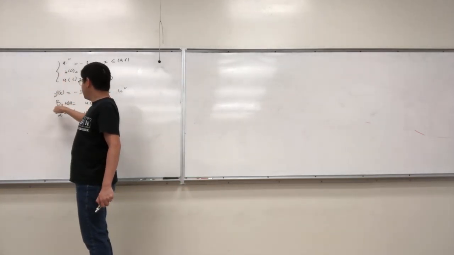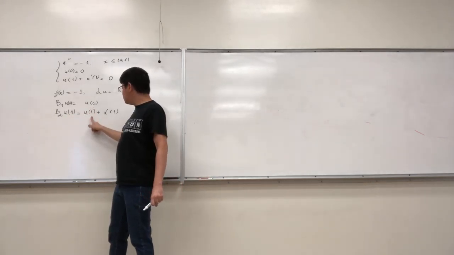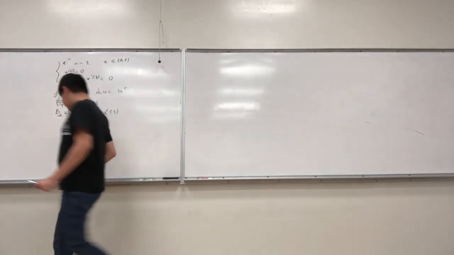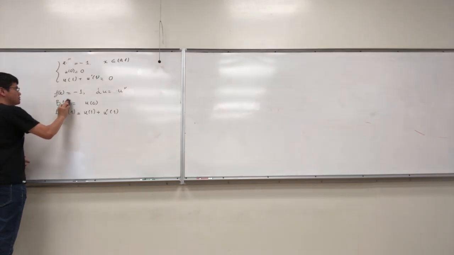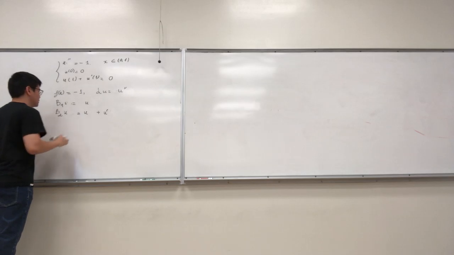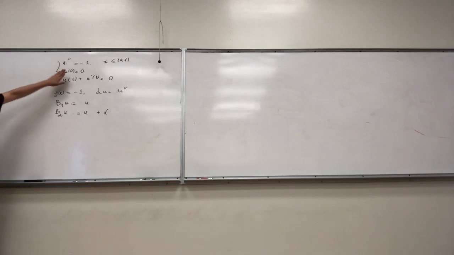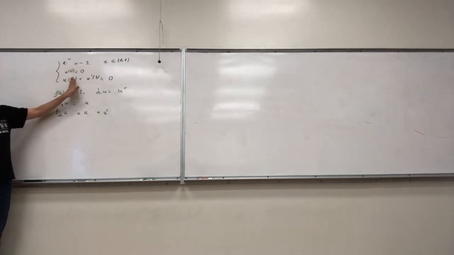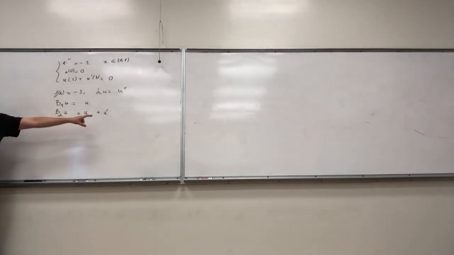We have two boundary conditions. B1 of u is u, right? And B2 of u is u plus u prime, right? So last time you were confused about the B1 and B2. To remember B1 and B2, you can forget about the points. You just have to remember that B1 is the operator, you forget about the 0 and 1. So the operator B1 acting on u will give u, and B2 of u will be u plus u prime, right?